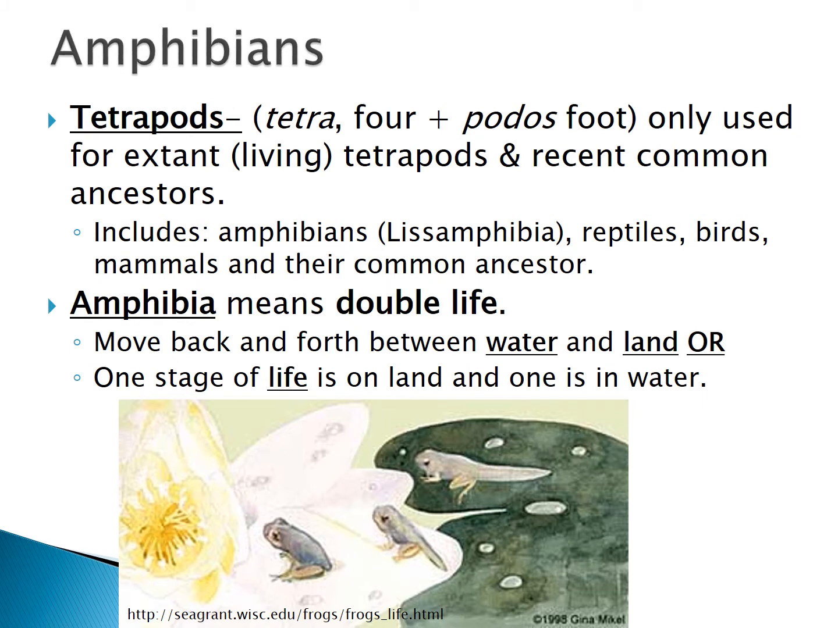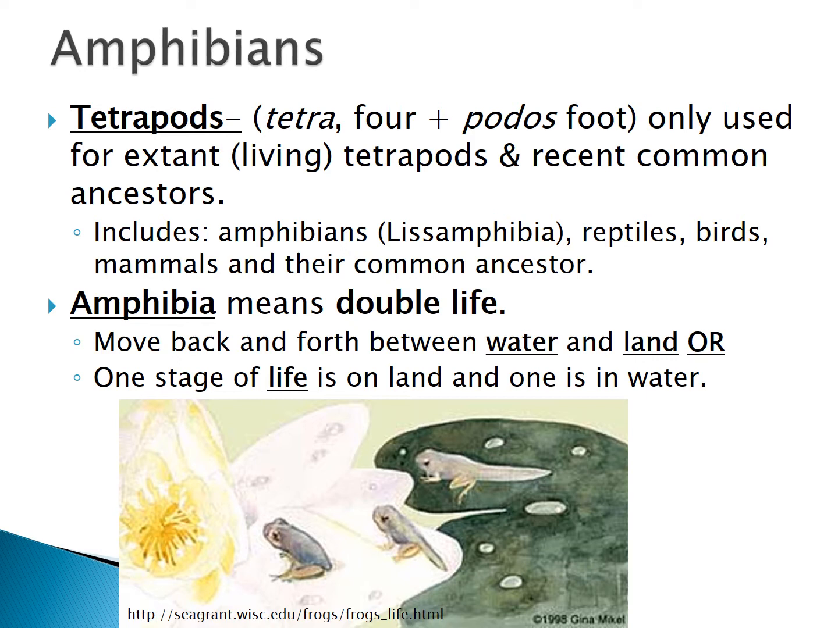We're going to begin with evolutionary history, or some background about amphibians. Just so you know where the name amphibian came from, it means double life. And what that means is that with these organisms, part of their life is lived in the water and part of their life is lived on land.